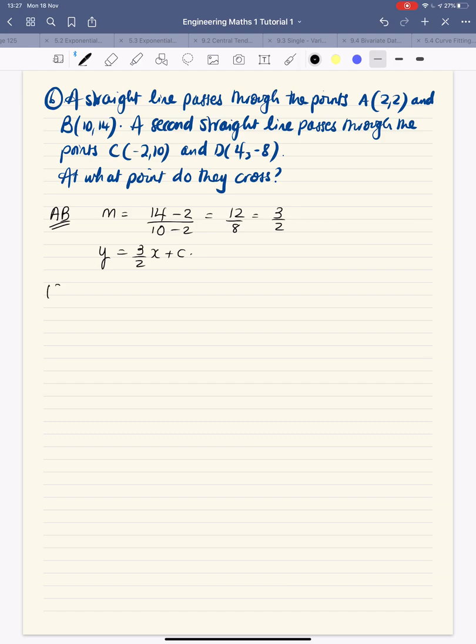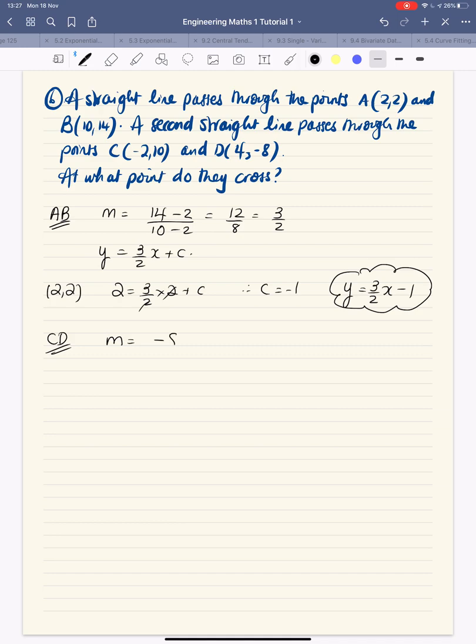Substitute x is 2, y is 2. So 2 is 3 over 2 times 2 plus C. So C is minus 1. And its y is 3 over 2x minus 1. That's the first line. And then the second line, the CD line. The M is the change in y, so it's minus 8 minus 10 over 4 minus minus 2. So it's minus 18 over 6, which is minus 3.